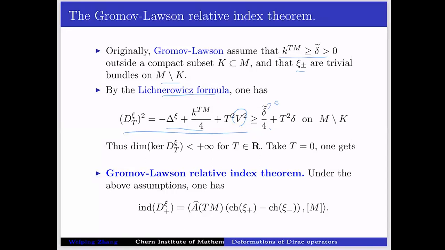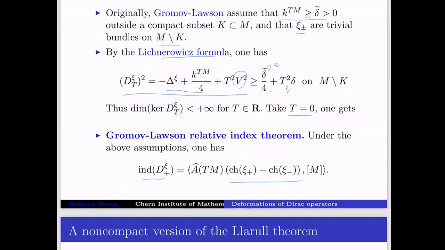So this is already bigger than zero, it has a lower bound. So in this case, you can take this T equal to zero without changing the index. You see, in this way, you get a Gromov-Lawson relative index here. The index of this one equals this one without using this T. So this has an easy application to the non-compact version of Llarull's theorem.